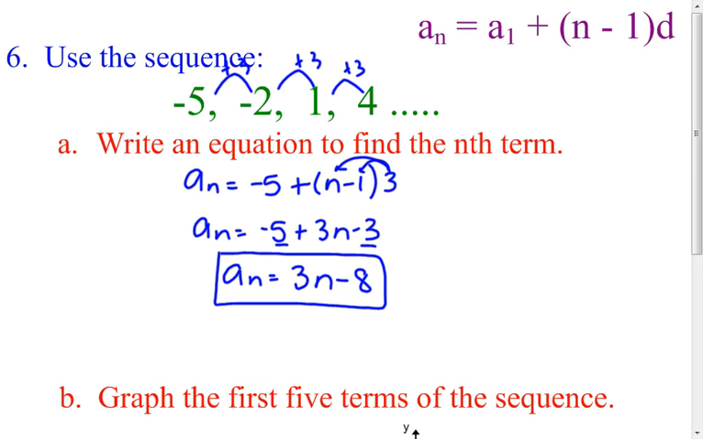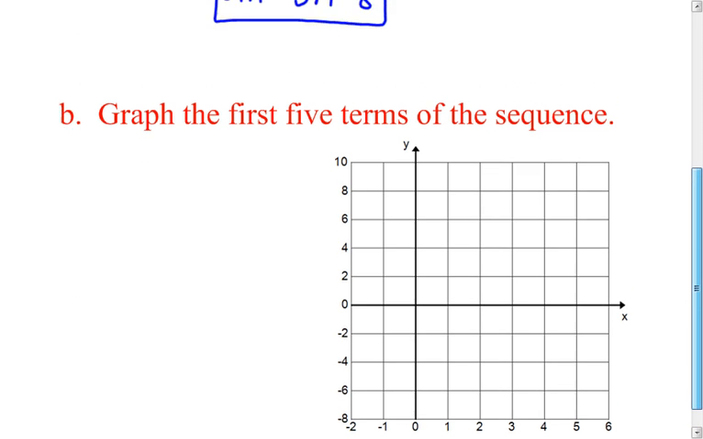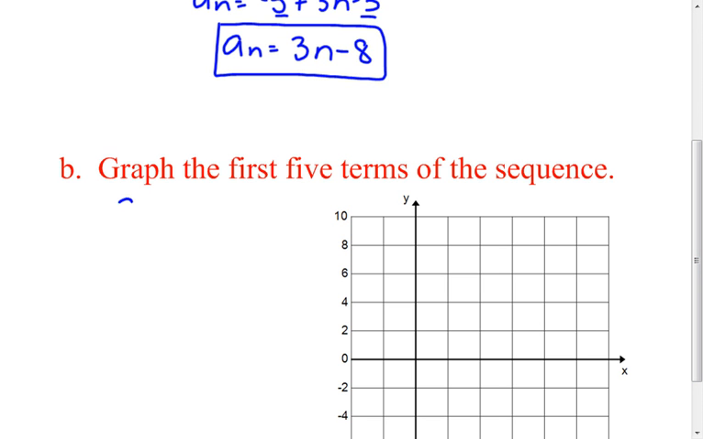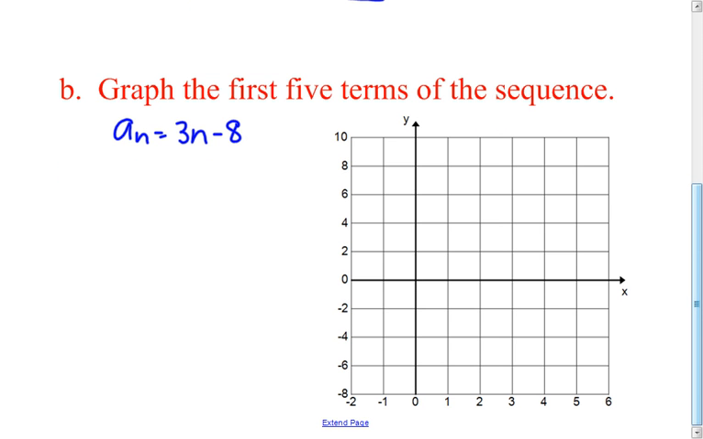Then it says to graph the first 5 terms. I am just going to rewrite this formula down here so I can scroll up. I'm going to make myself a little table. This is going to be n, and this is going to be a_n. If I want to find the first number on the list, then I'm going to plug 1 in for n. So 3 times 1 is 3, minus 8. So 3 minus 8 is negative 5.